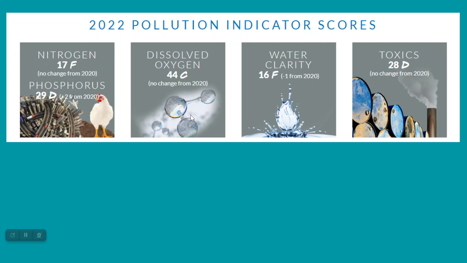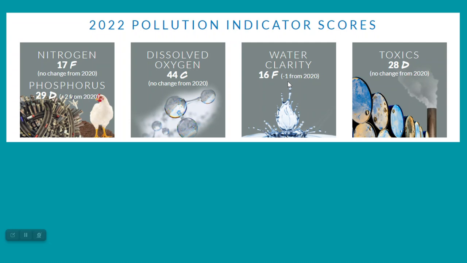Dissolved oxygen, we measure dissolved oxygen, so do they. Our dissolved oxygen in the bay, we have a C. That's not super bad, but we always know that the better the dissolved oxygen is, the more plants can perform photosynthesis, and generally the healthier the water. They have an F on water clarity, and so it's gone down.